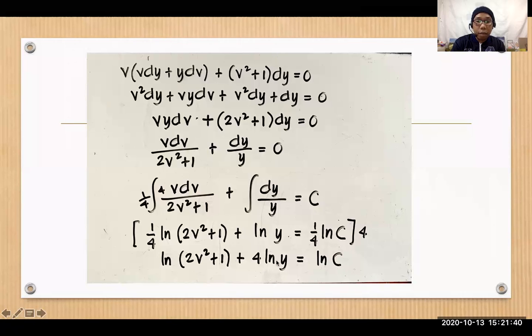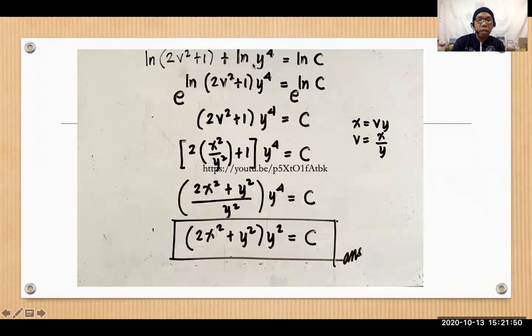So what happens here, para makombine mo yung dalawang terms na to in your left-hand side, you have to put yung 4 as the power of your argument here. Magiging y raised to 4 na siya. If you see this one. Yeah, ito na yung sinasabi ko. Para makombine natin silang dalawa, so this becomes ln of 2v squared plus 1 times y raised to 4 equal to ln of c. So to remove ln, we are going to apply or to take the anti-ln for both sides of the equation.